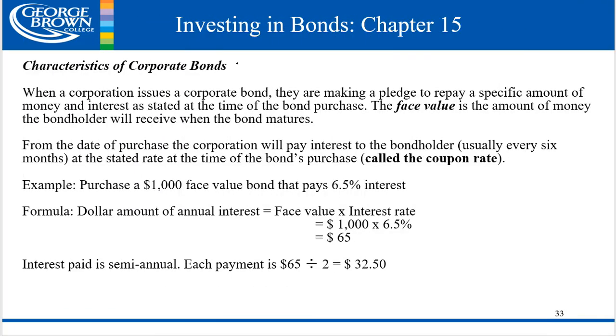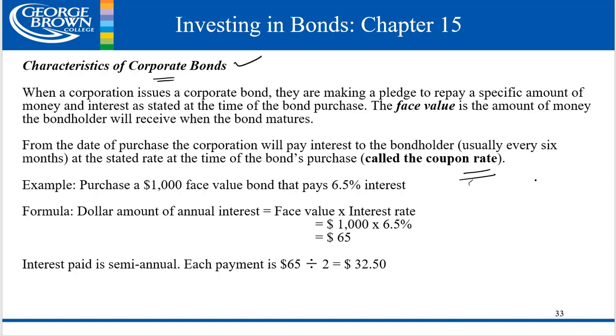This slide is straight out of the notes, Chapter 15, Investing in Bonds, and we're looking at characteristics of corporate bonds. So corporations issue bonds. They want to borrow money, and so they're making a pledge to repay a specific amount of money and interest as stated at the time of the bond. The face value is the amount of money the bondholder will receive when the bond matures. From the date of purchase, the corporation will pay interest to the bondholder, usually every 6 months. We call that semi-annually. And the stated rate at the time of the bond's purchase is called the coupon rate.